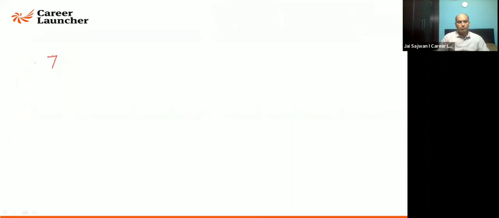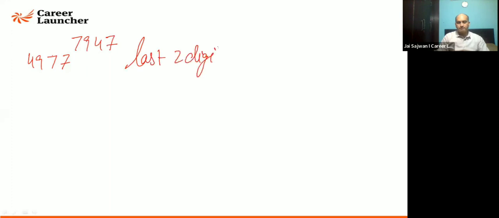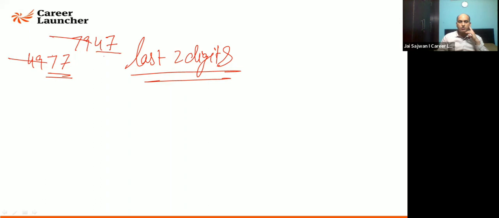I think I should ask you a question now. Can you tell me what are the last two digits of this number? Come on, answer it now. Cancel everything except the last two digits. Cancel the power except the last two digits, divided by 20.